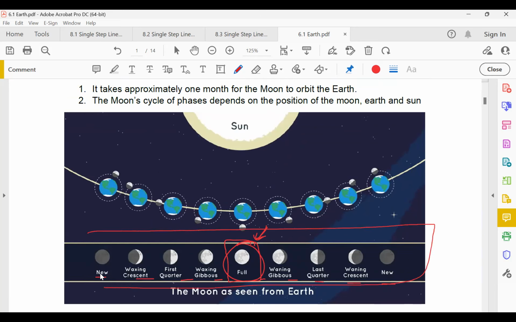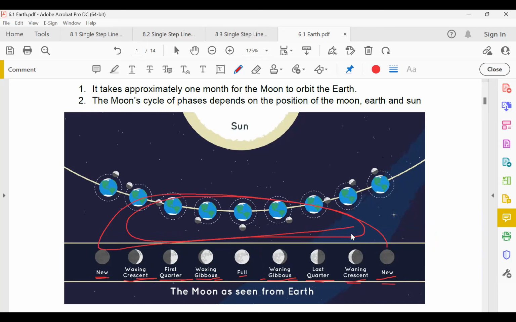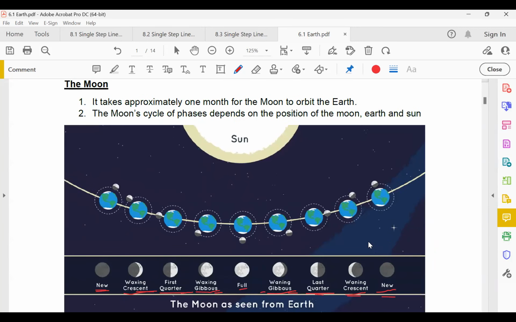So far in your exam, at least in the 2023 paper, I haven't seen them test your understanding on this. But I will assume you may need to know the different names of the moons. New moon, waxing crescent, first quarter, waxing gibbous, full moon, waning gibbous, last quarter, waning crescent, and new moon. Then it will start repeating the whole process over and over again. So far there are no questions asking about the moon, so I can only assume it's just good to know.